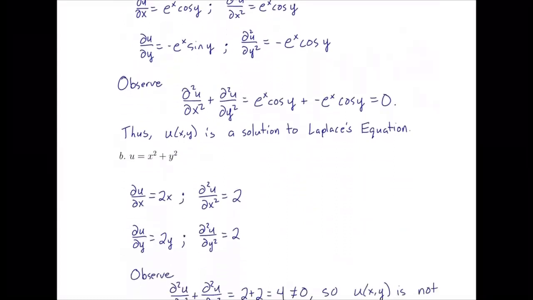Now, another function, u equals x squared plus y squared. So take the first partial of u with respect to x, we get 2x. Second partial of u with respect to x is 2. Remember that this y squared is a constant when we take the derivative of u with respect to x. Similarly, for the partial of u with respect to y, we get 2y. Again, the x squared is a constant with respect to y for partial derivatives. And again, we get 2, taking the second partial of u with respect to y.